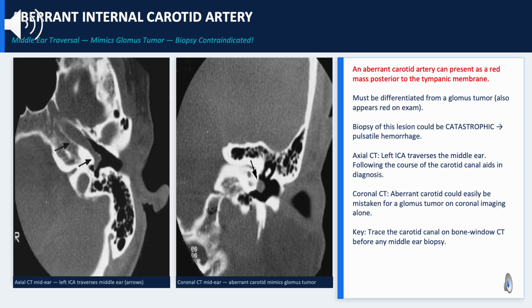The aberrant internal carotid artery traversing the middle ear is the most surgically dangerous vascular anomaly in otolaryngology. The presentation is a pulsatile red retrotympanic mass.